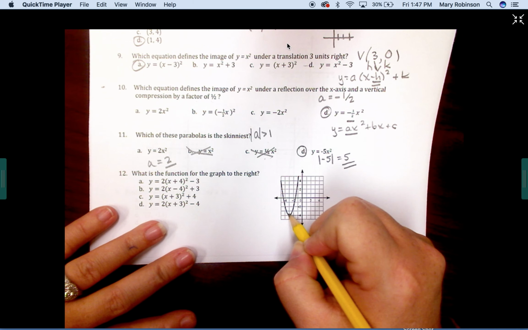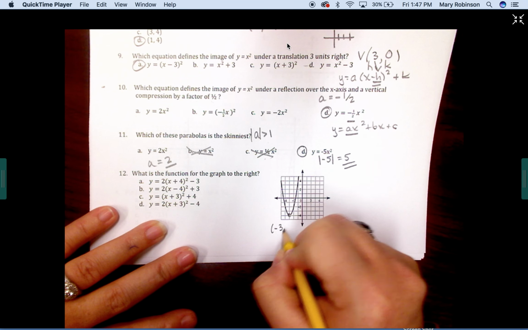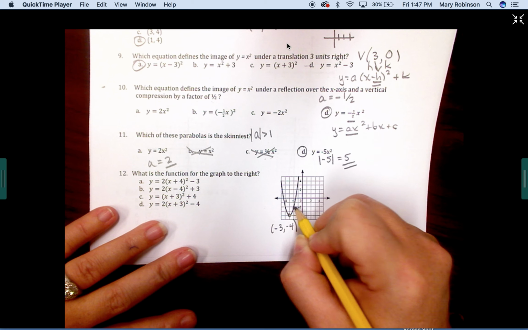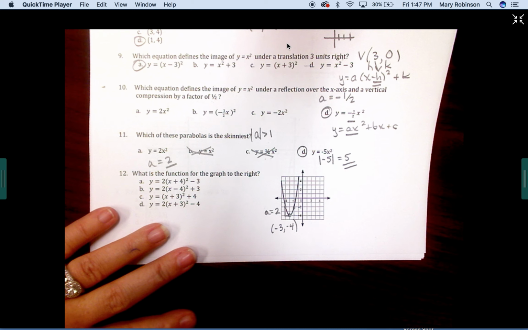My recommendation would be to look for the vertex. Our vertex is at negative 3, negative 4. And I can tell we go out 1, up 2 on both sides. So my a value is a positive 2.